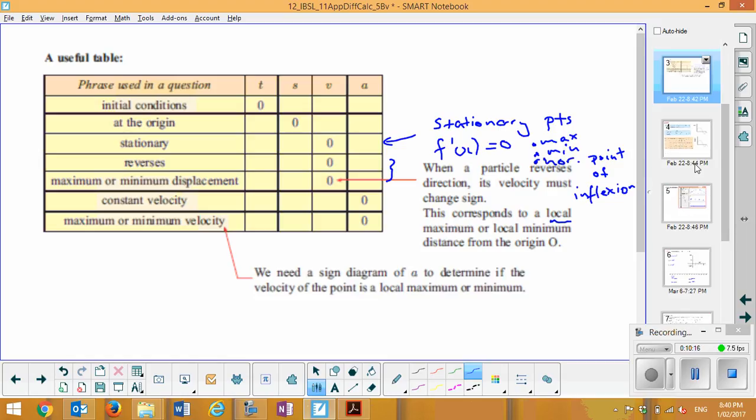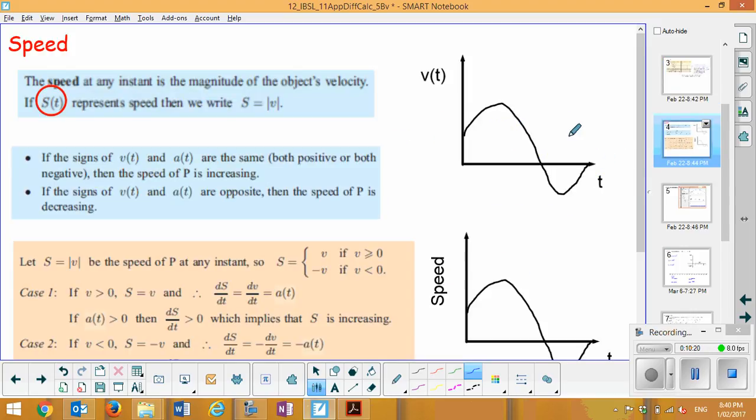So don't forget to stop and take notes of things and write down any questions. All right, let's now have a closer look at speed. Remember, speed is just how fast something is going at any instant. It's just the magnitude of the velocity. Remember, it's a scalar. There's no direction.